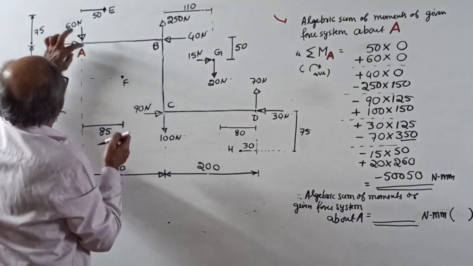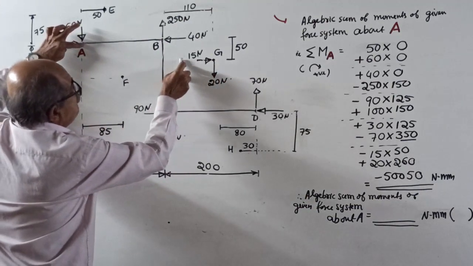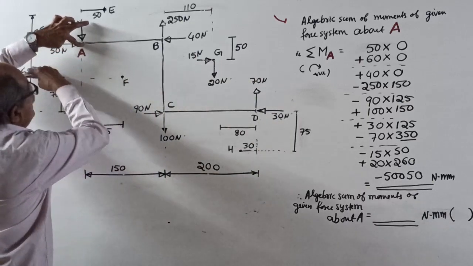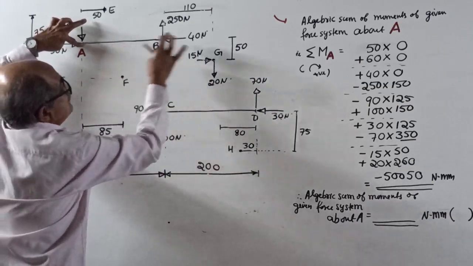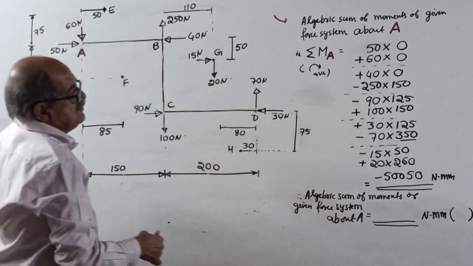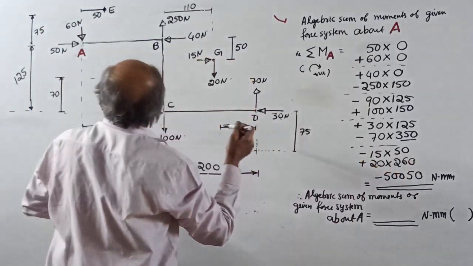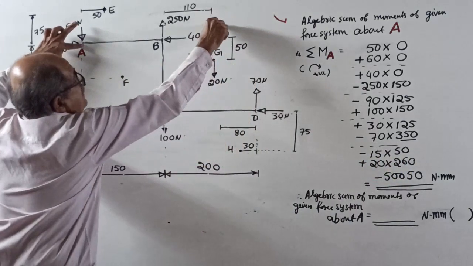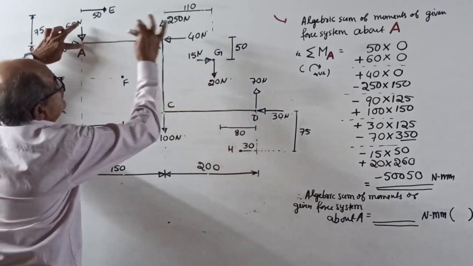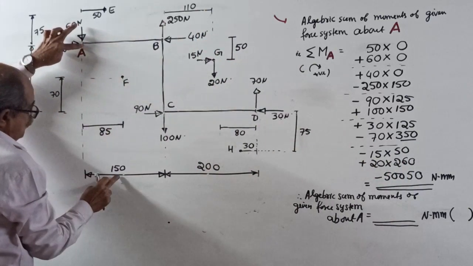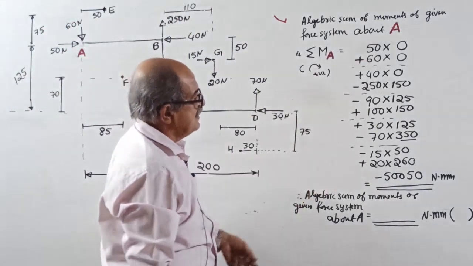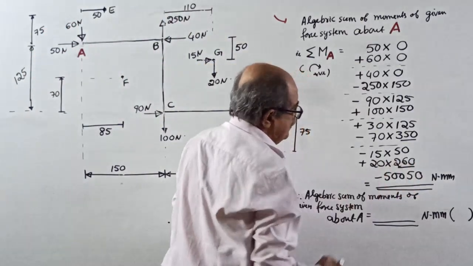Next, point A. 15 into, see, horizontal force. This distance, it is here, 50. See, if I hold here, anti-clockwise, 50 into 50. Then lastly, 20 is a vertical force. 20 into, from A, this distance, 150 plus another 110 is 260. Write if you want how 260 came.